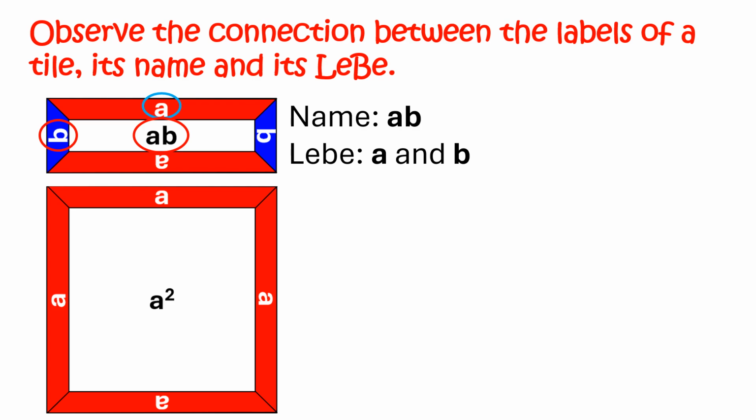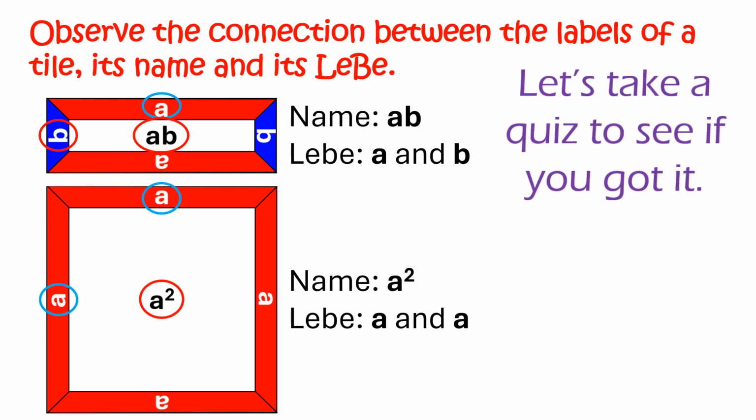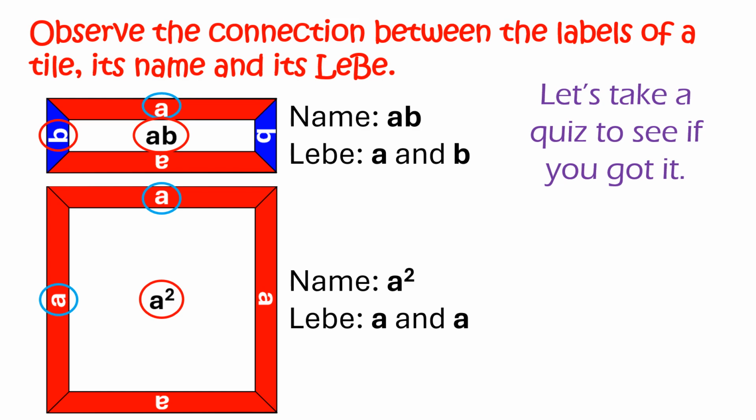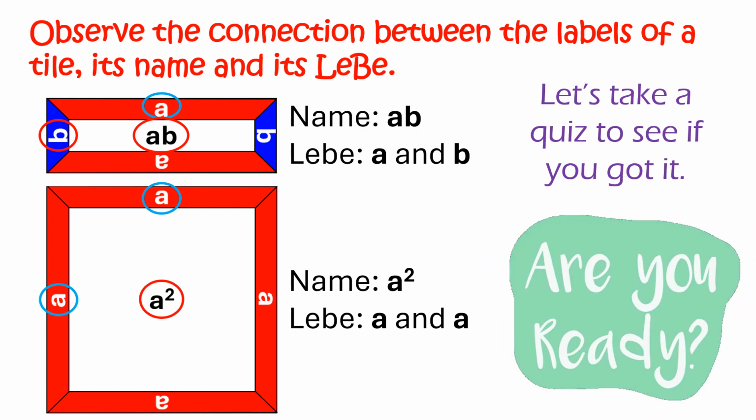Here's an A square tile. Its name is A square, and its LeBe is A and A. Let's take a quiz to see if you got it. Are you ready? Let's go.